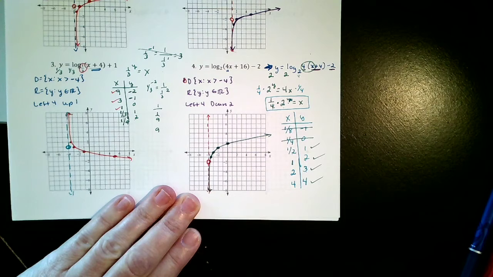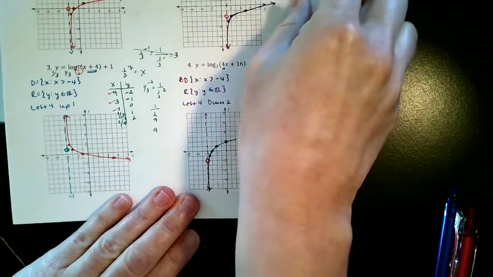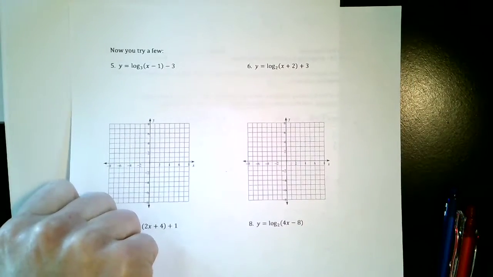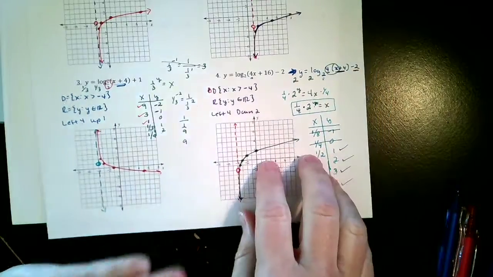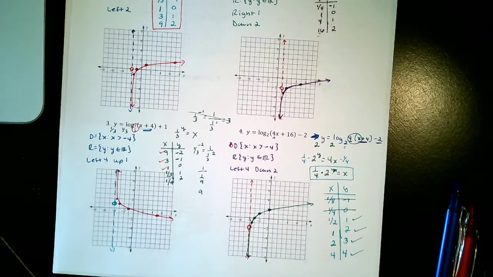Okay? So you now know how to graph logarithms by hand. I want you guys to try the other 4 problems. I learned how to double side on my printer. So there's 5 and 6, and there's 7 and 8. Okay? You can just sketch them in your notebooks. You don't have to print out the graphs. Okay? If you have any questions, email me.